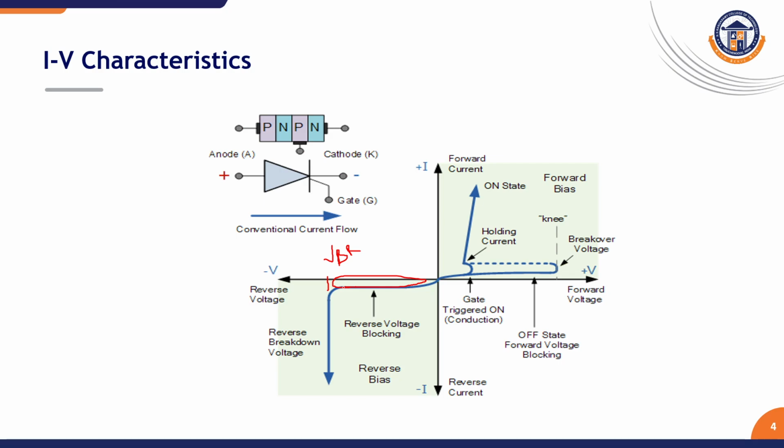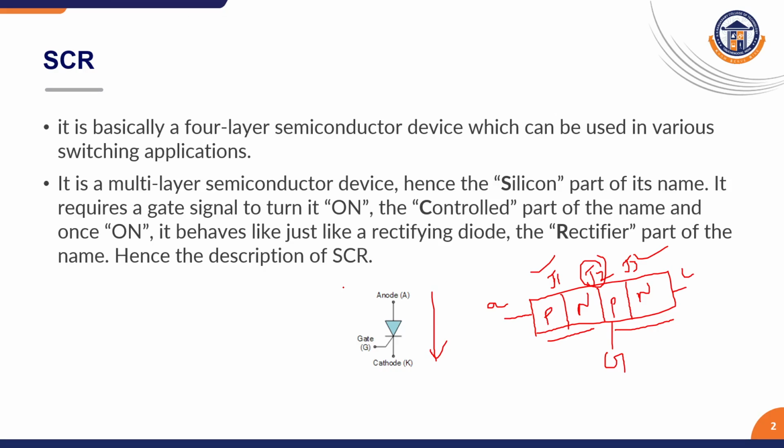So in the forward blocking mode, when anode is positive with respect to cathode, it will be forward biased. With the gate circuit open, the SCR is said to be forward biased. In this mode, junctions J1 and J3 will be forward biased and J2 will be reverse biased. In this mode, a small forward leakage current flows.